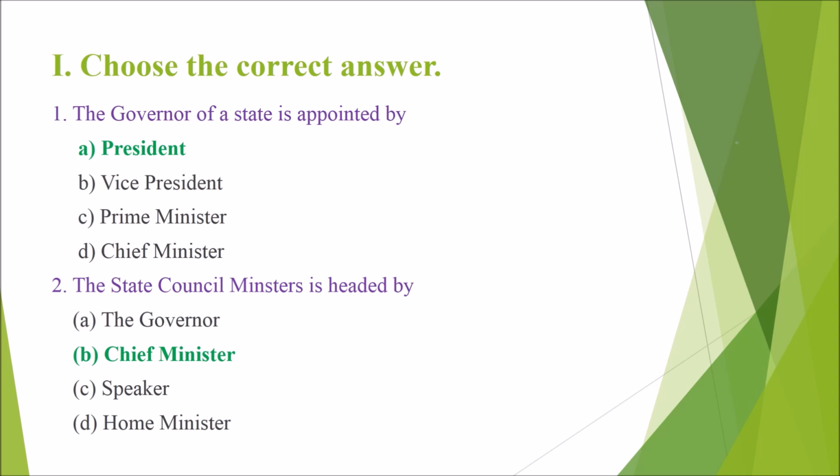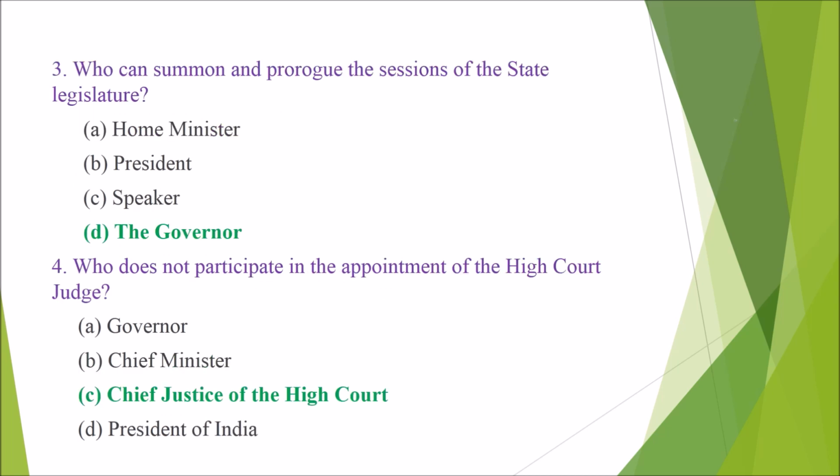Question number 2. The State Council of Ministers is headed by option A, the Governor, option B, Chief Minister, option C, Speaker, option D, Home Minister. So the correct answer is option B, Chief Minister. Question number 3. Who can summon and prorogue the sessions of the state legislature? Option A, Home Minister. Option B, President. Option C, Speaker. Option D, the Governor. So the correct answer is option D, the Governor.